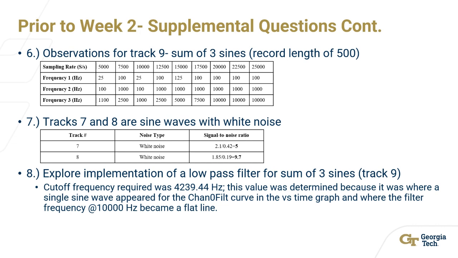Next, we notice that tracks 7 and 8 are sine waves with white noise, with track 7 having a signal to noise ratio of 5 and track 8 having a signal to noise ratio of almost exactly double that at 9.7. It should theoretically be 10, but it's not, likely due to errors reading the graphs to get our numbers for our ratio calculation.